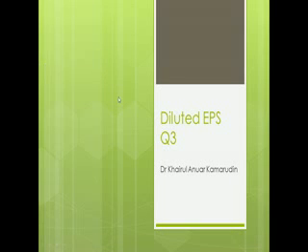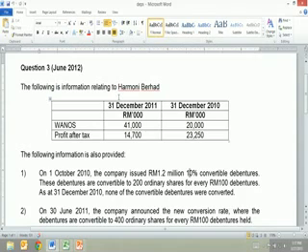Hi everyone. In this video, I'm going to provide an example of how to solve a question relating to diluted EPS. I'm referring to question 3 from the tutorial handbook. In this question, I have calculated the weighted average number of shares. I just provided the information here. This information is for company Harmoni Berhad.